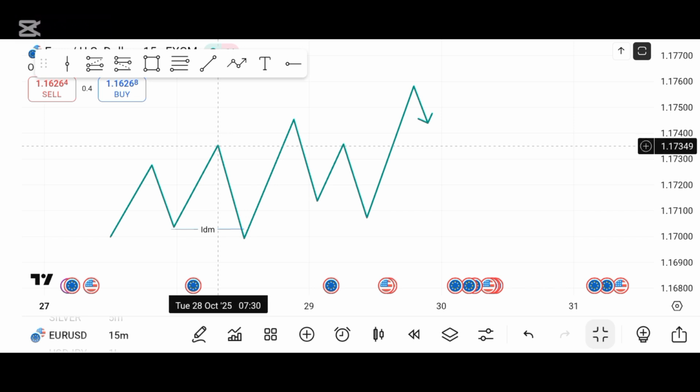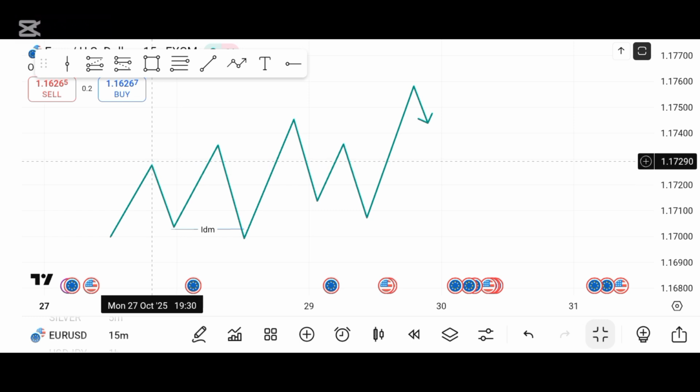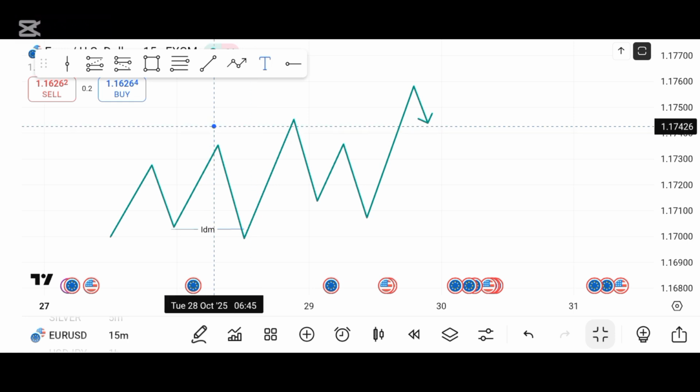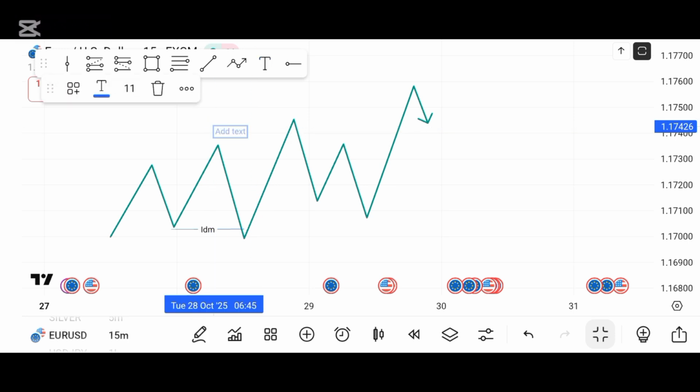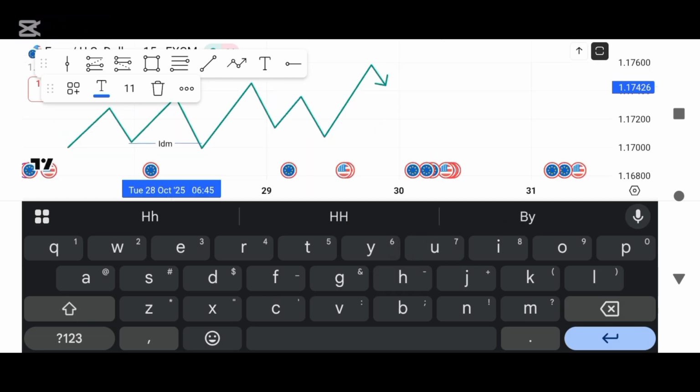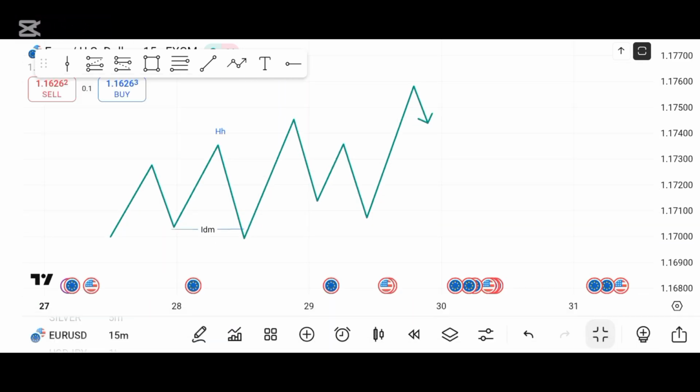So this place is the higher high. Why is that the higher high? Because that is the highest of both highs here, this high and this one. This is the highest one here. So let's annotate that. Higher high.